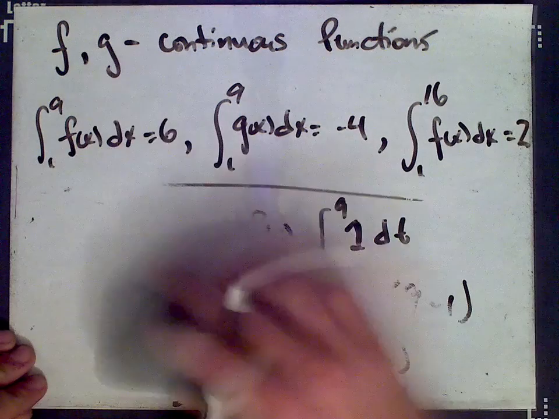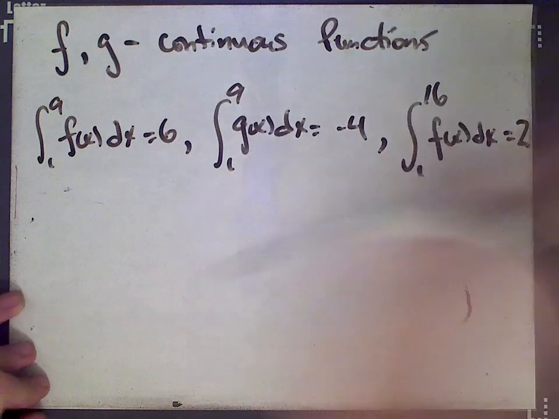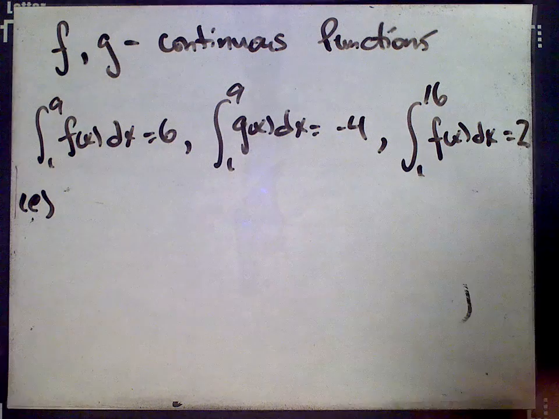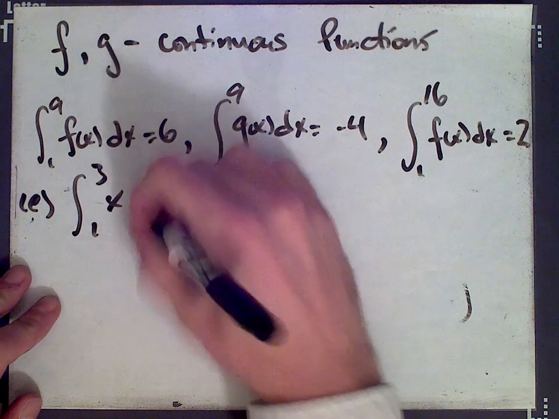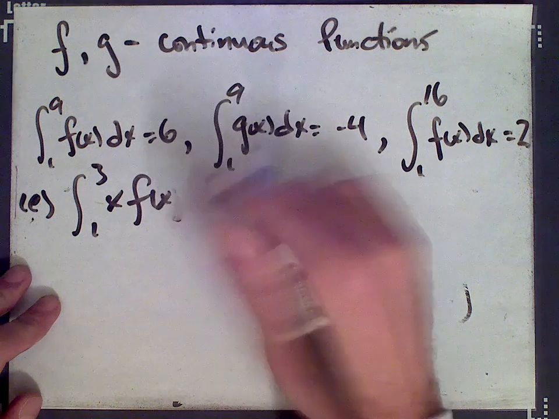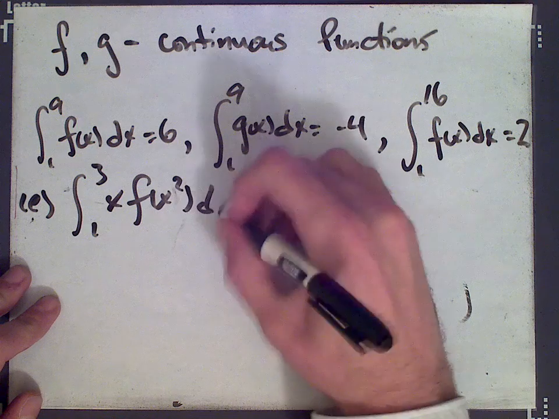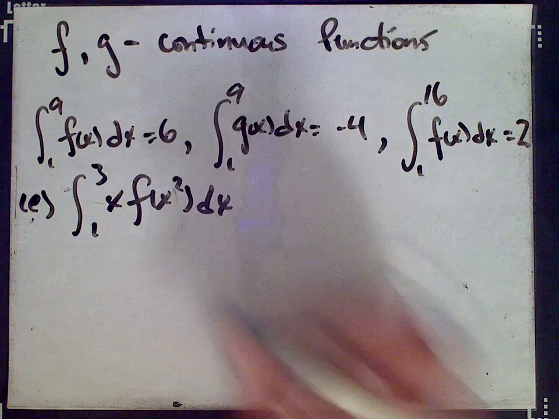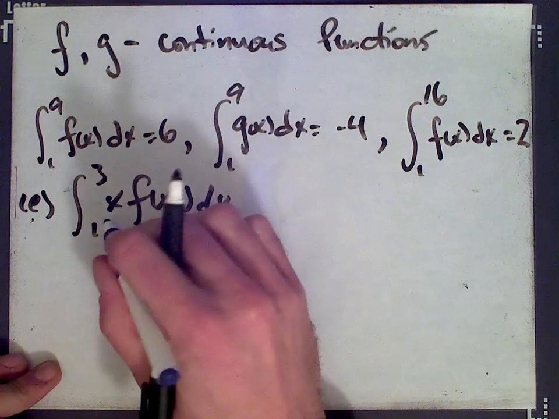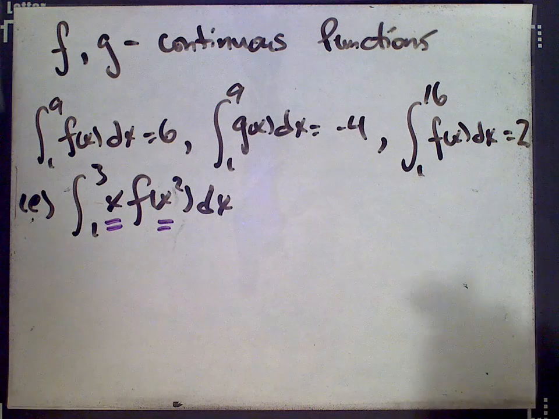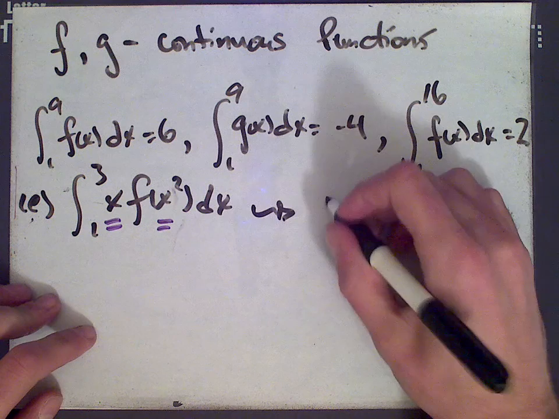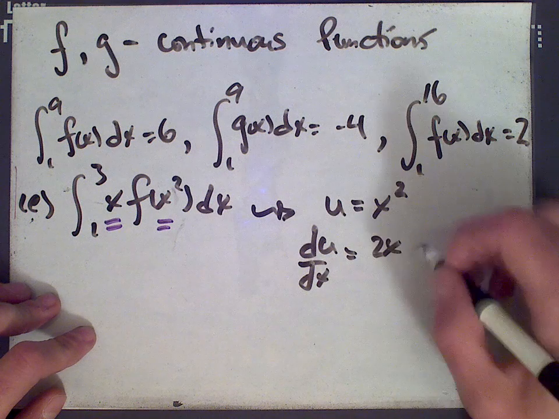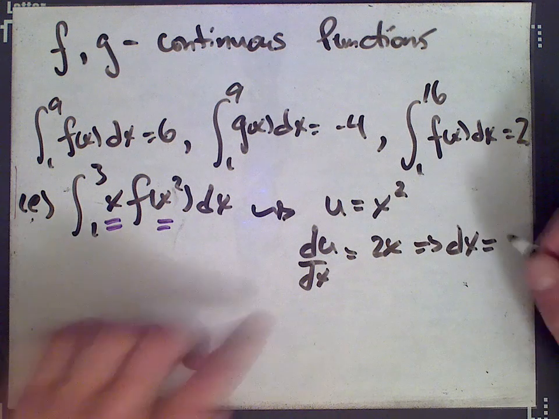Let's move on to E. E asks for the integral from 1 to 3 of x times f of x squared dx. Okay, so we don't know the integral of f of x squared, but notice that the function inside of f is x squared, and its derivative is 2x, which is essentially here up to this constant factor of 2. So this suggests substitution. So we'd let u equal x squared, then du dx is 2x, and so dx is du over 2x.